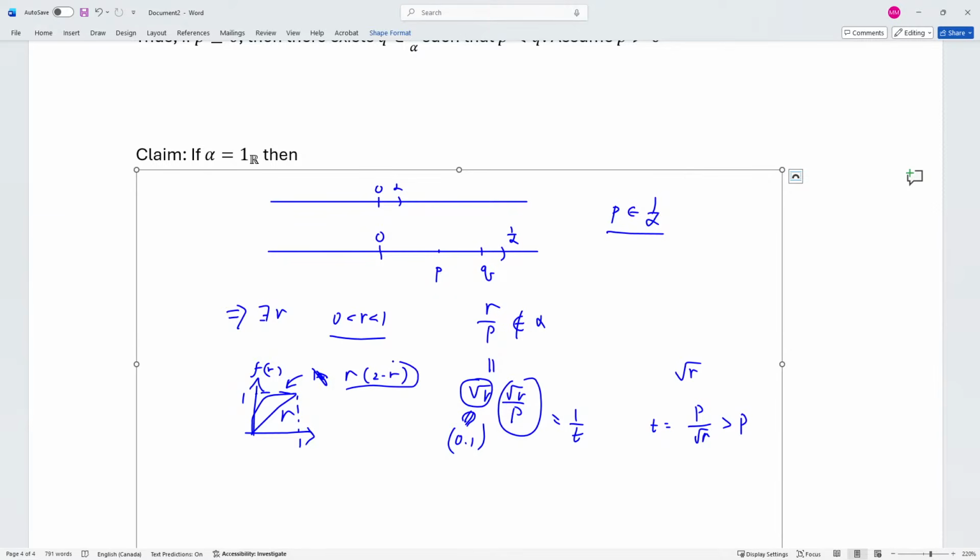r times 2 minus r is still between 0 and 1. That's the quadratic function.